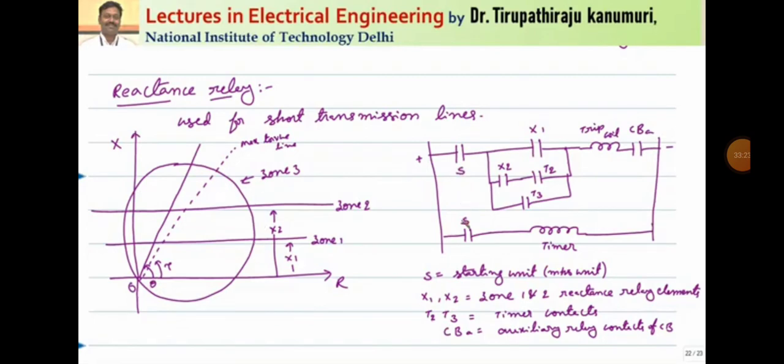This S will activate, this else also will activate. So now it will activate the timer, and the timer goes on increasing. Now if the fault is within zone number 1, then it is an instantaneous relay, so it will operate. Let us assume it is between zone number 1 and zone number 2. Then this X2 will activate after time T2.